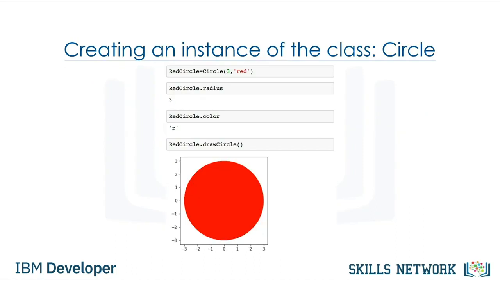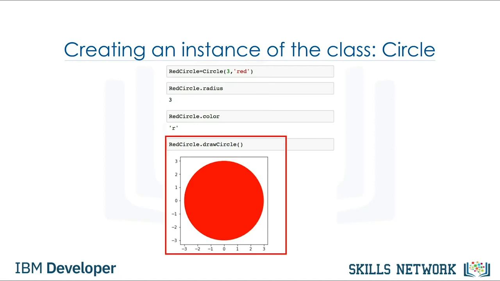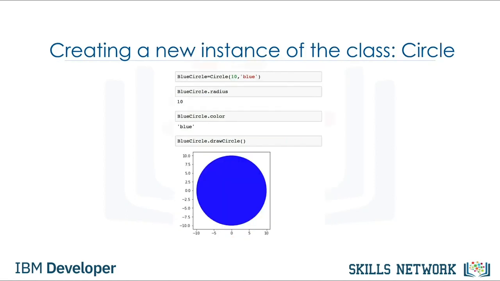In the labs, we can create a new object of type circle using the constructor. The color will be red and the radius will be 3. We can access the data attribute radius. We can access the attribute color. Finally, we can use the method drawCircle to draw the circle.